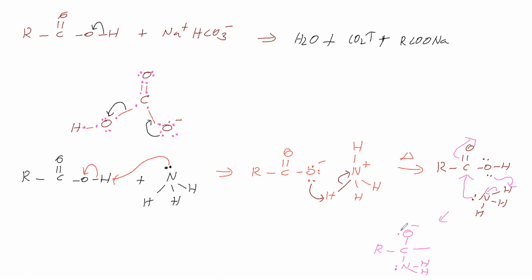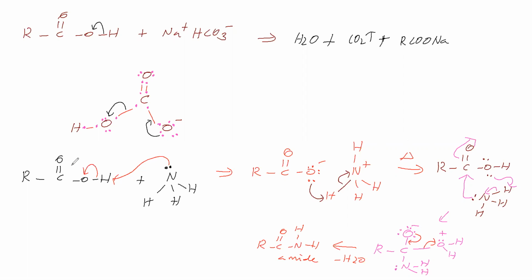Here a minus charge will be given. Here 3 lone pairs will be given. Here a positive charge will be given. Okay. Next step we'll see. Next step, the lone pair becomes a pi bond. This bond is shifting. Therefore, water is leaving. So what we are getting is RCONH2. Amide we will get. We are getting amide.